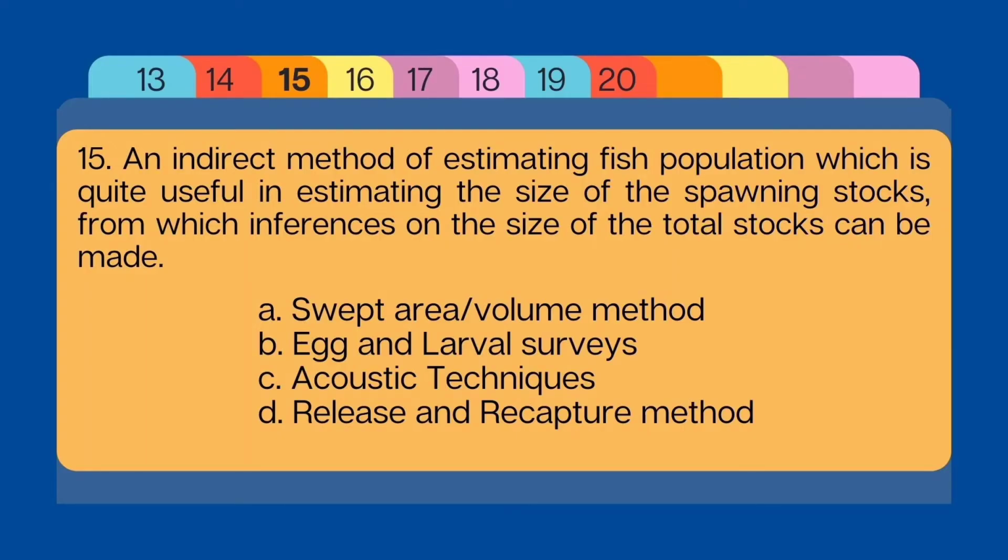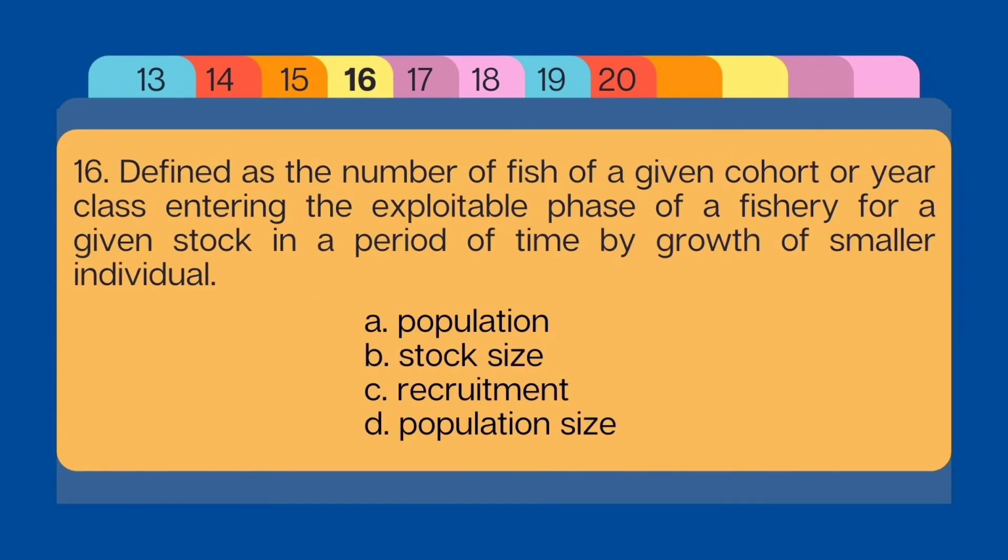Number 15. An indirect method of estimating fish population which is quite useful in estimating the size of spawning stocks from which inference on the size of the total stocks can be made. A. Swept area volume method. B. Egg and larval surveys. C. Acoustic techniques. Or D. Release and recapture method. The answer is B. Egg and larval surveys.